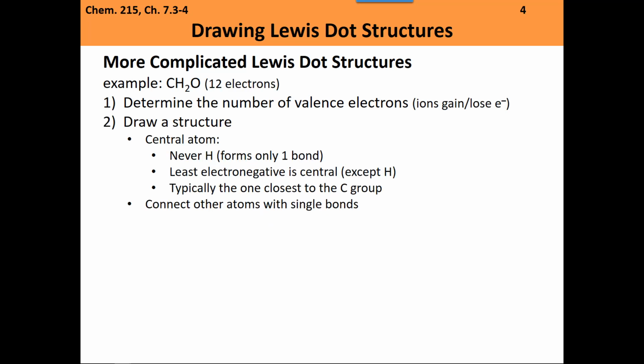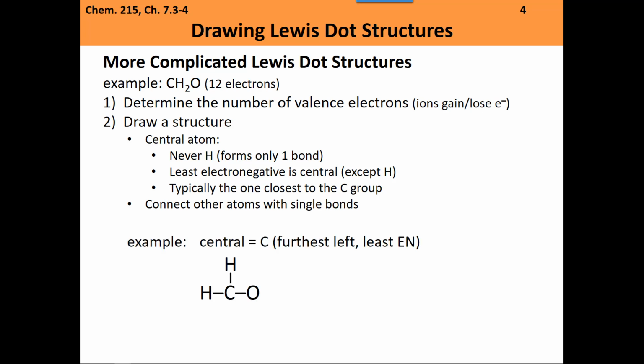Next, I draw a structure. What I need to do is figure out what the central atom is. The first thing is, it is never hydrogen. Hydrogen only forms one bond, so it can't be in the center. So, what's in the center? Typically, it's whatever is the least electronegative, except for hydrogen. This means that if fluorine is the most electronegative, it's the one furthest to the left, typically the atom that is closest to the carbon group. If I look at CH2O, carbon and oxygen, carbon is further to the left on the periodic table, so it's going to be the center.